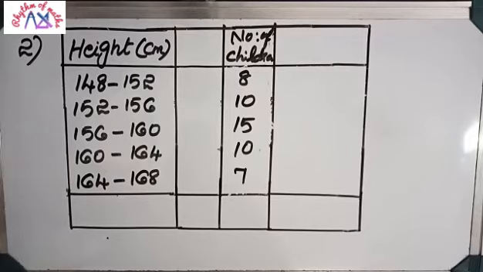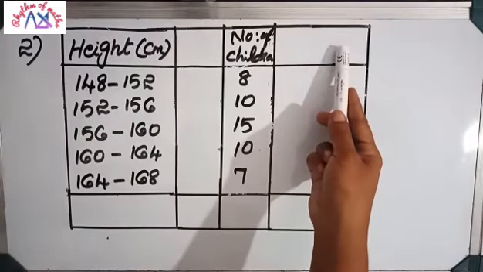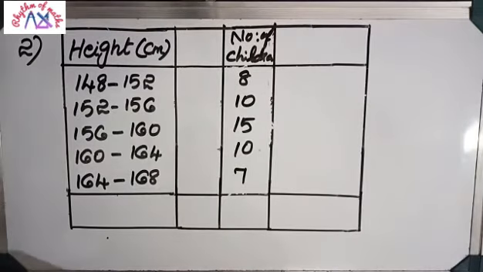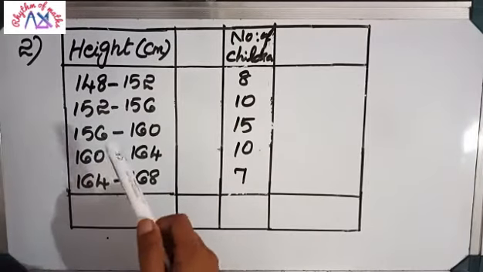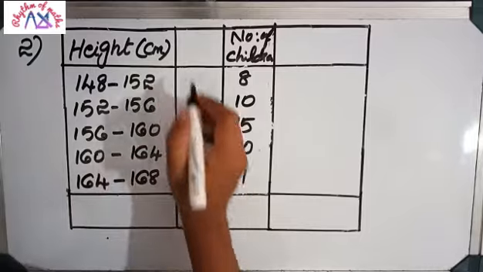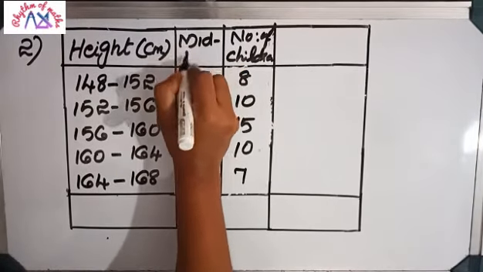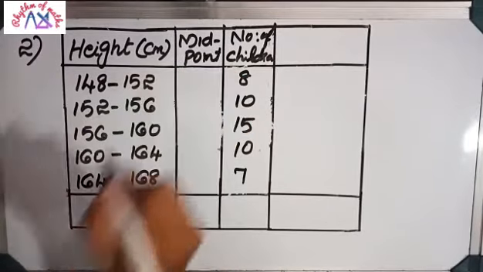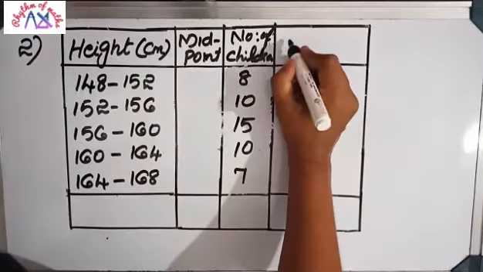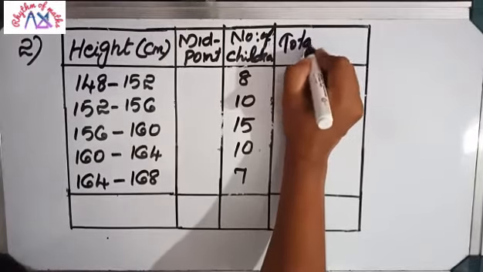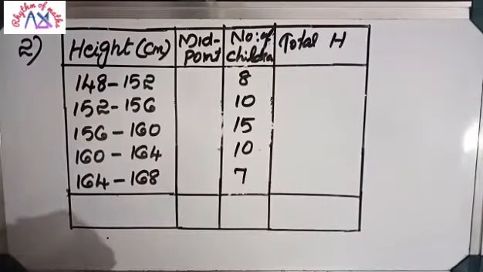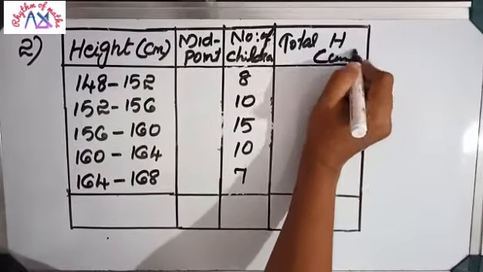That is the question. To find the mean height, we need the total height and the total number of students. Before that we need one more column, because exact values are not given. So the second column we must write is the midpoint. Now the last column is the total height in centimeters.